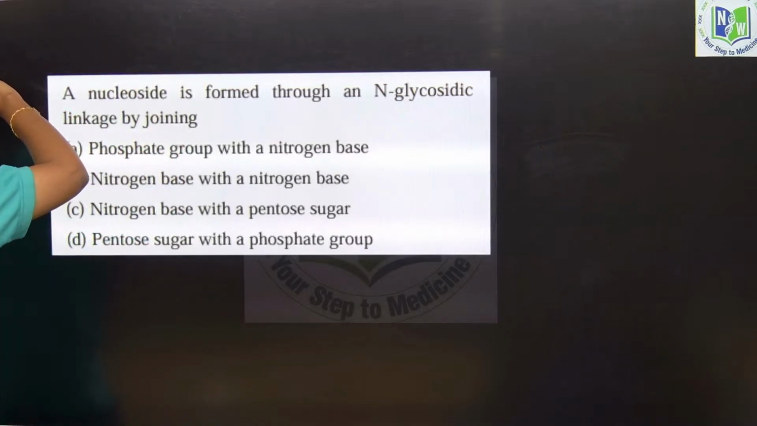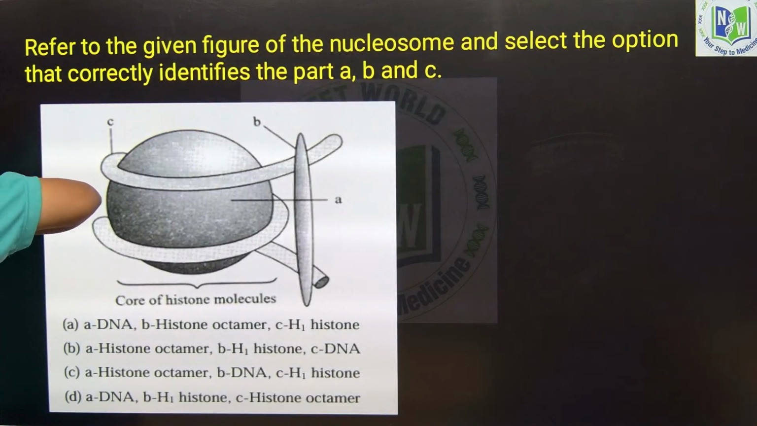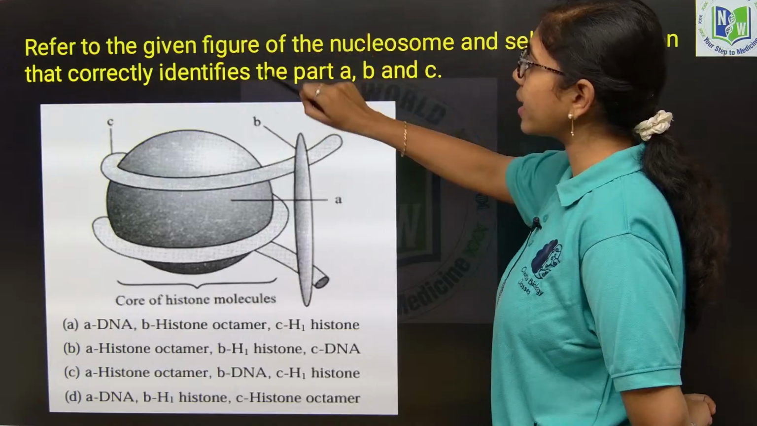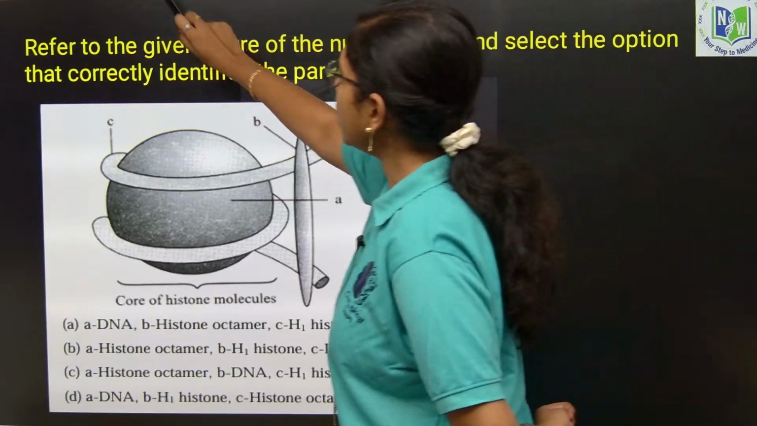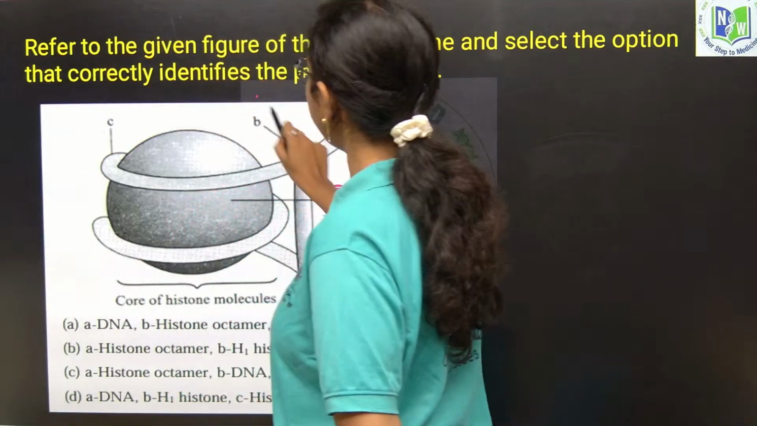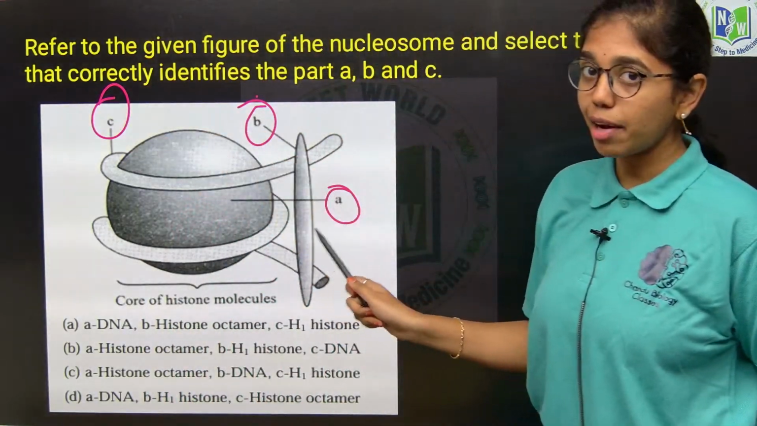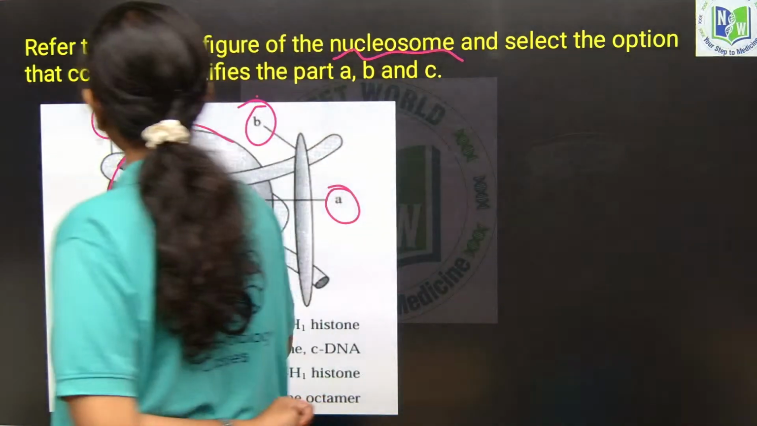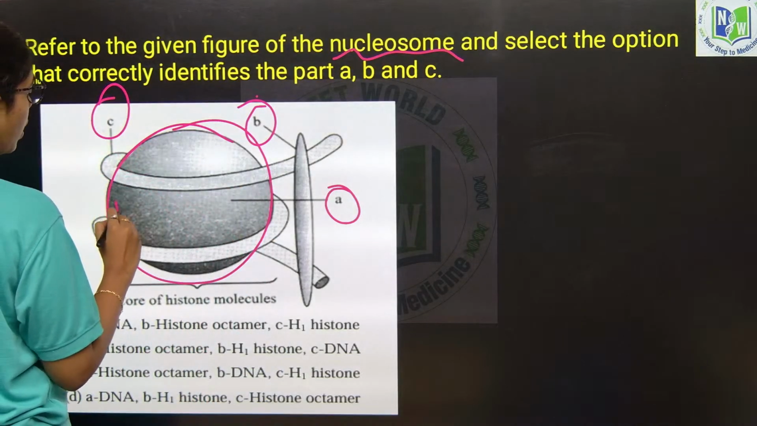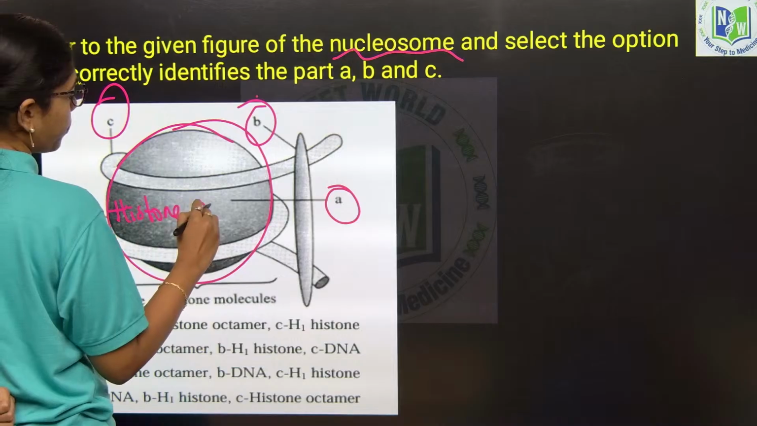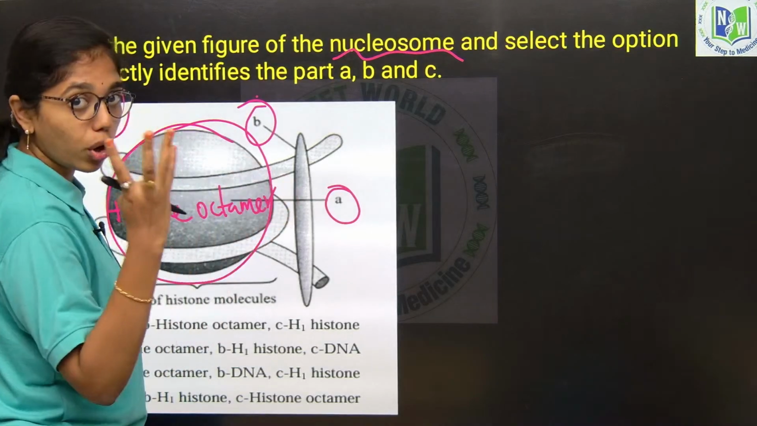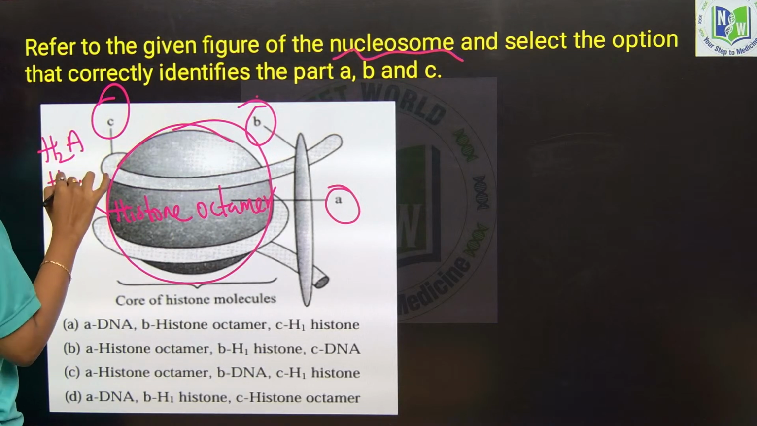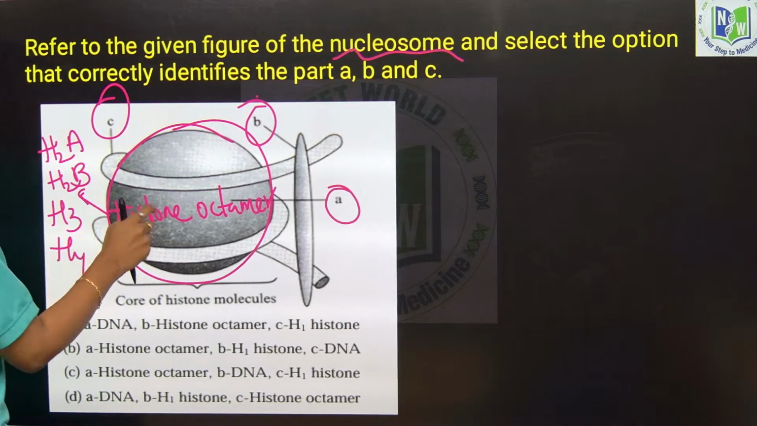Next question. Refer to the given figure of the nucleosome and select the option that correctly identifies the parts A, B and C. This is a direct diagram from your NCERT, the nucleosome model. A is the histone octamer, with 4 proteins in 2 sets: H2A, H2B, H3 and H4.